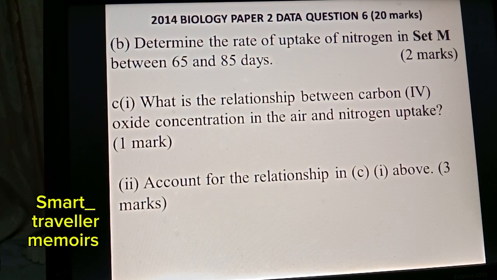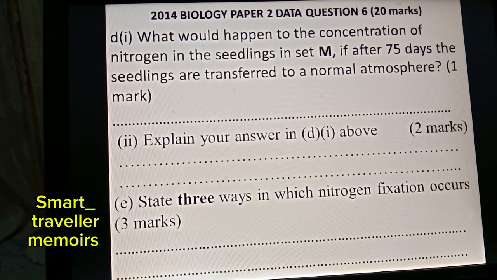Determine the rate of uptake of nitrogen in set M between 65 and 85 days. What is the relationship between carbon dioxide concentration in the air and nitrogen uptake? Account for the relationship in C1 above. What would happen to the concentration of nitrogen in the seedling in set M if after 75 days the seedlings are transferred to a normal atmosphere? Explain your answer in D above. State 3 ways in which nitrogen fixation occurs.